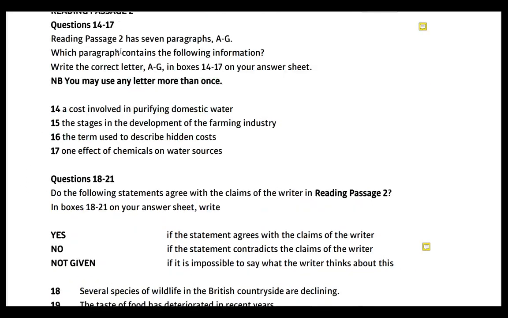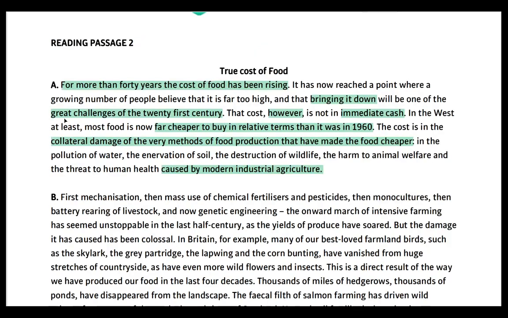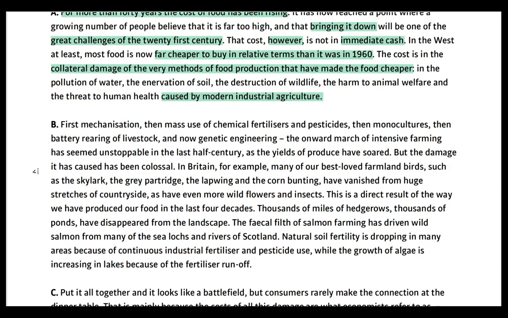So we know that the costs involved in purifying domestic water, purifying means cleaning, so there is nothing about costs there. The stages in the development of the farming industry, no. The term used to describe hidden costs, once again it's not even nearly talking about the costs. And one effect of chemicals on water sources. So we're going to proceed reading.